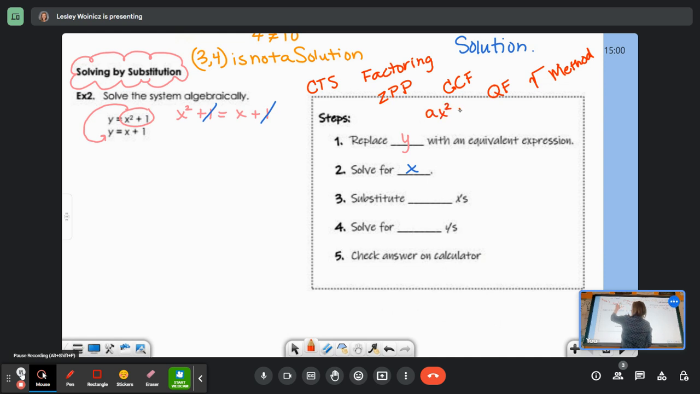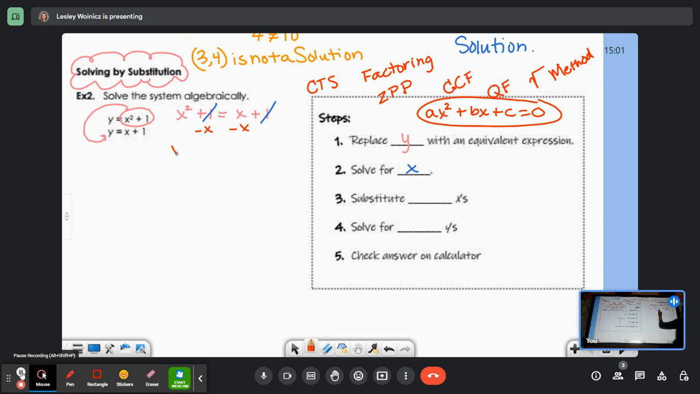Ax squared plus bx plus c equals 0. Standard form set equal to 0. Everybody with me? So I want everything on one side. So I'm going to subtract away that x from both sides. Minus x, minus x. Now I've got x squared minus x equals 0.